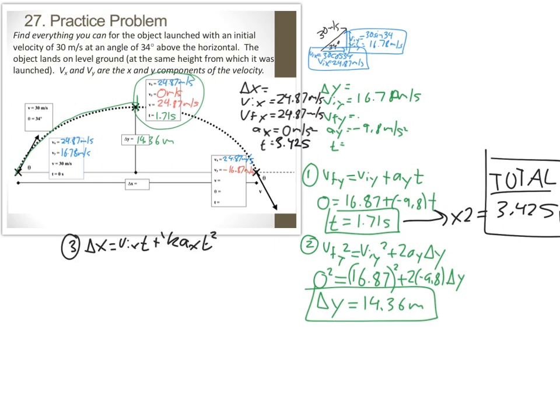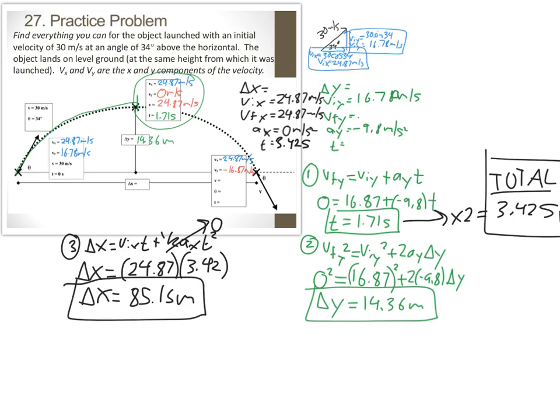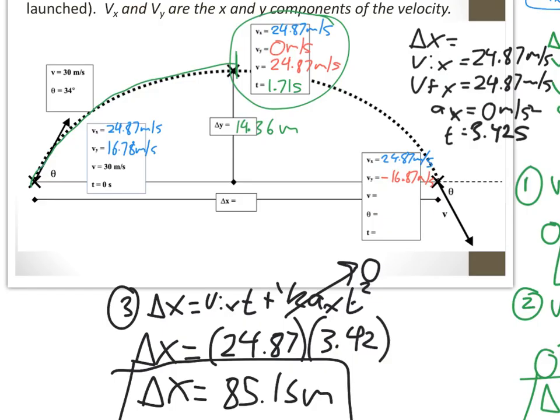So I'm going to use my delta x equation. That second term goes away because my x acceleration is 0, and so I get that delta x is going to be 24.87 times that total time in air, 3.42, and I get an x displacement of 85.15 meters. I can now go ahead and finish filling in this chart here, because now I know everything. So that x displacement I just solved for, that's going to be the 85.15 meters. I also found my time by just doubling my time to the peak.